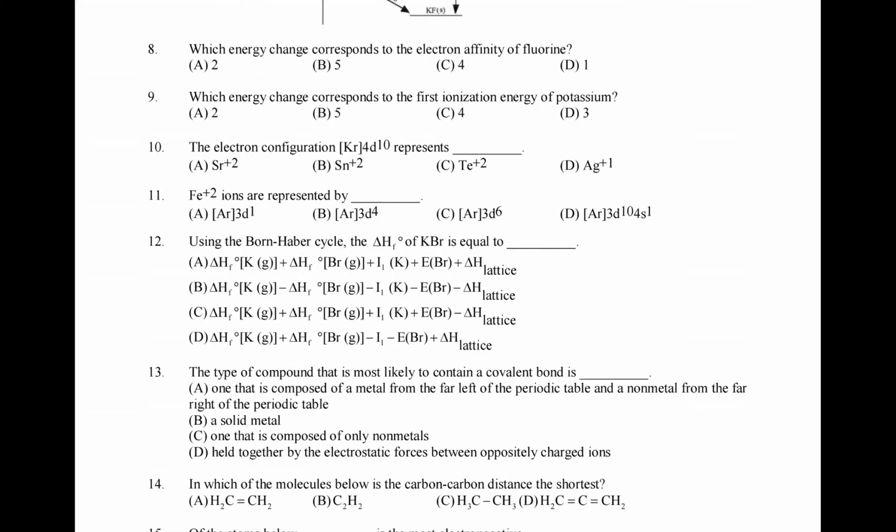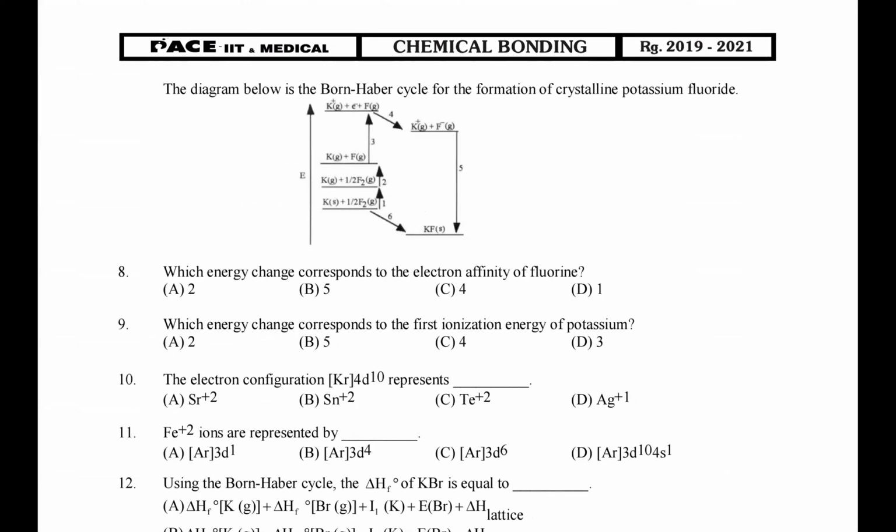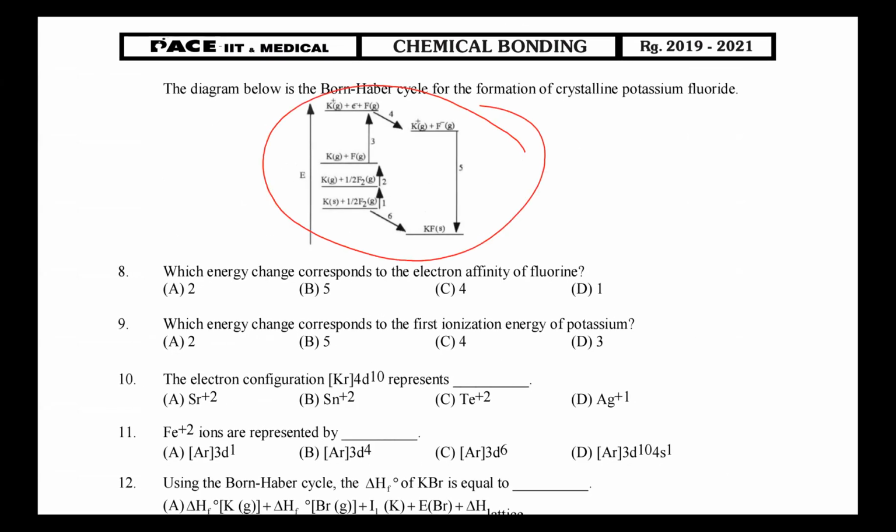So question number 8, which change corresponds? So this is a Born-Haber cycle. Okay. So this is the formation of the potassium fluoride solid. ठीक है, इसको एनर्जी डायग्राम में बनाया हुआ है. जो नीचे बना है उसकी एनर्जी कम है, जो ऊपर बना है उसकी एनर्जी ज्यादा है. तो फर्स्ट स्टेप ध्यान से देखो. फर्स्ट स्टेप में potassium solid converts into potassium gaseous, fluorine remains as it is. So first step corresponds to the sublimation energy. ये step 1 is sublimation.